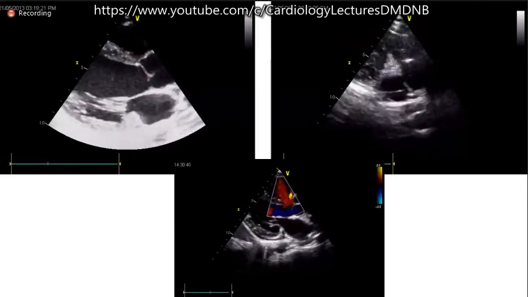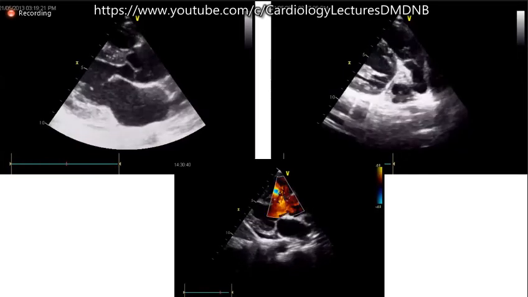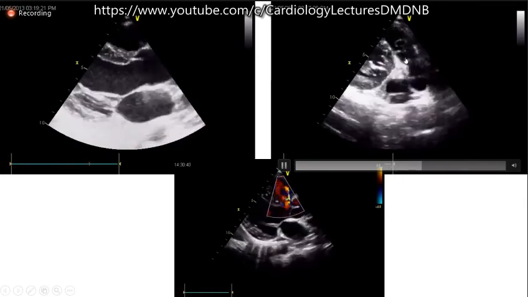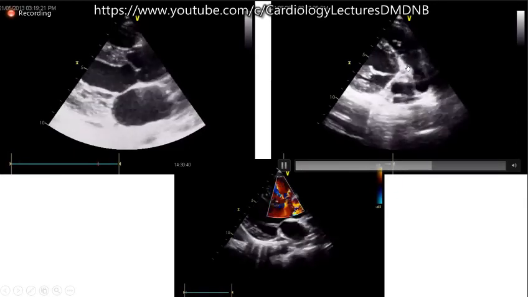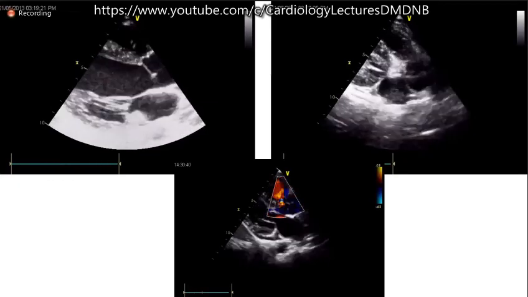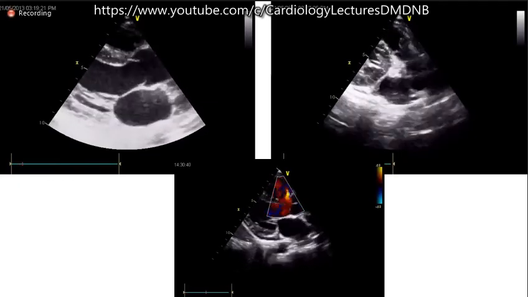This is an example of a vegetation in a patient with VSD. The patient is having VSD. You can see a very huge vegetation. You can see something seen here. So actually in the pulmonary valve, you can see it here. It's projecting onto the RV outflow and into the pulmonary valve. This is the RV outflow.